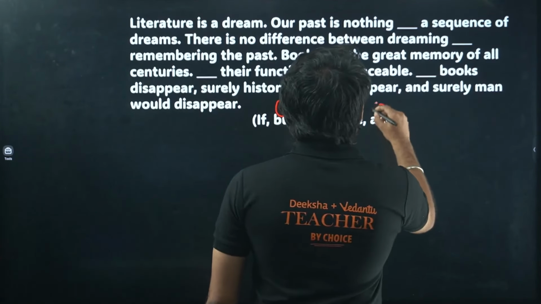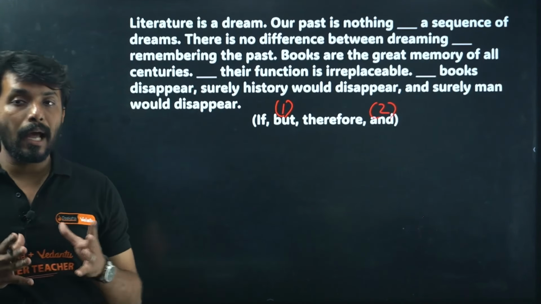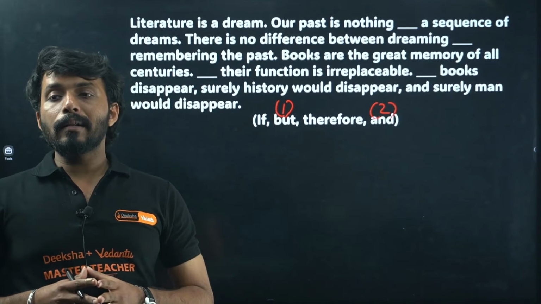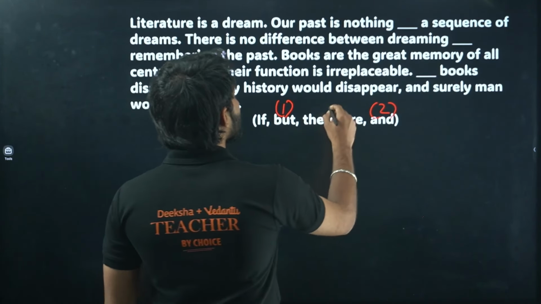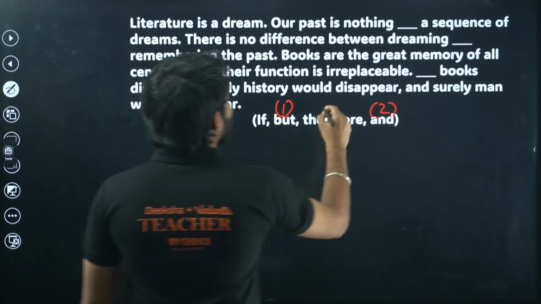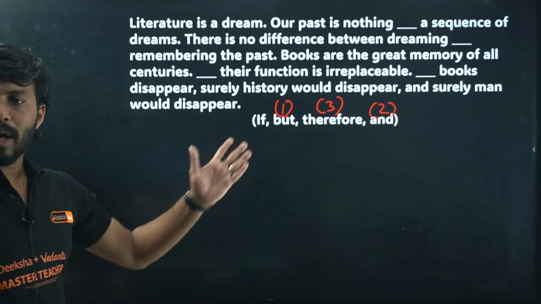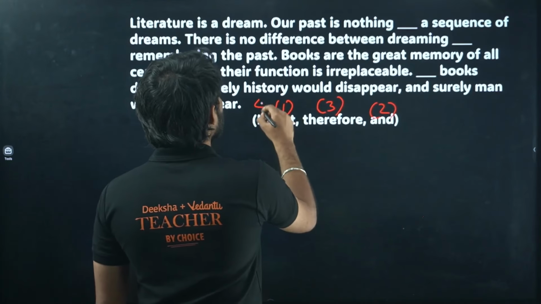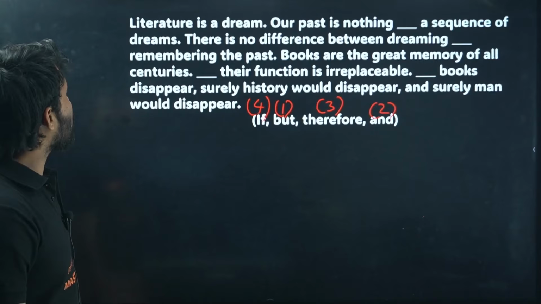Books are the great memory of all centuries. Okay, so literature is a dream. Our past is nothing but a sequence of dreams. There is no difference between dreaming and remembering the past. Books are the great memory of all centuries. Therefore, their function is irreplaceable. Dash books disappear. So you have only one linker left. So obviously it will be "if". So if books disappear, surely history would disappear and surely man would disappear.